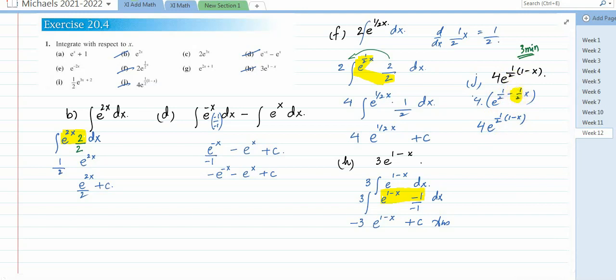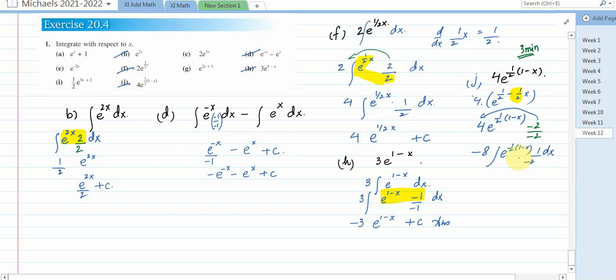So we need to multiply and divide by minus 2. And why is it so? If I write it in this way, 4 and this minus 2, when you take it outside, it will be minus 8, right? So now it's minus 8 integral of e to the power 1 over 2 (1 minus x), times 1 over minus 2 dx, right? Now the derivative is right next to it, the function is ready to integrate, so it's minus 8 e to the power 1 upon 2 (1 minus x) plus c, and that is your final answer.